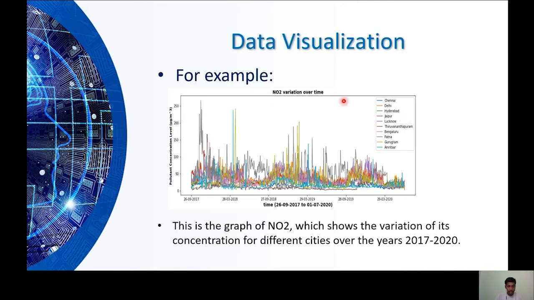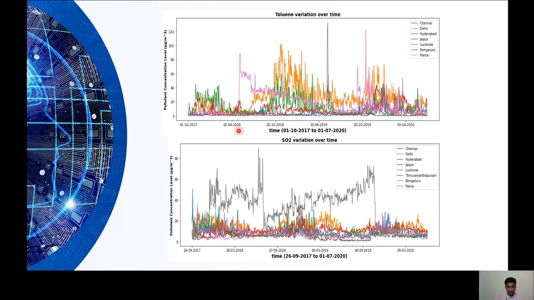We can interpret from the NO2 variation curve. NO2 is highly released in cities like Patna, Delhi, Gurugram, and at the same time, in Thiruvananthapuram low levels of NO2 concentration were recorded. Similarly, here we can see in mid 2018, the pollution level of toluene in Patna increased rapidly, and in a similar case in Delhi. And in the below graph, the curve shown in gray represents the concentration level of SO2 of Patna city. We can see how high the SO2 concentration is in Patna and also the same case in Delhi. This hazardous gas depicts Patna and Delhi as some of the most polluted cities of India.